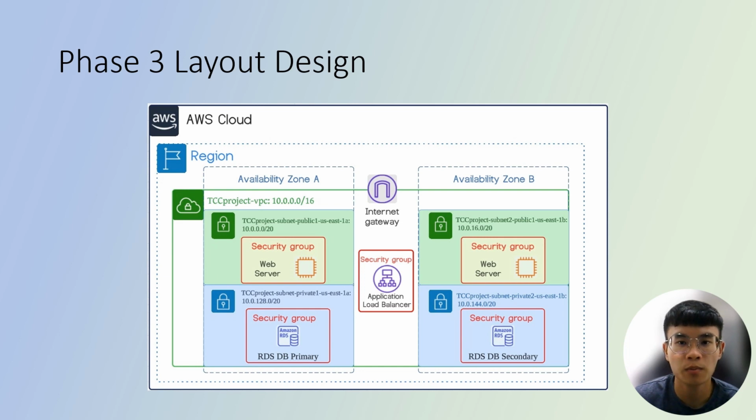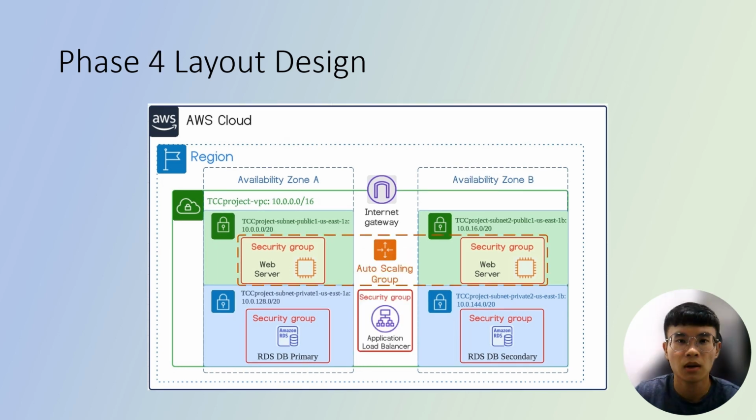We have added one more public subnet named TCC project subnet 2 public 1 US East 1B, located at availability zone B. We have also created a load balancer in phase 3. Lastly, in phase 4, we have created auto scaling for the public subnet, which will horizontally scale the web server in response to demand on the website.